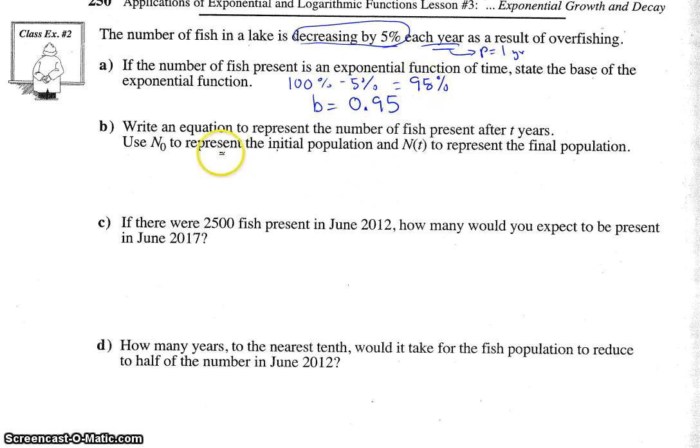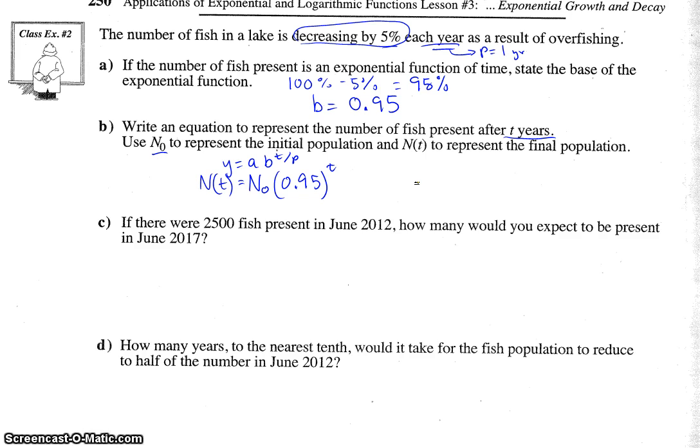Okay, so if we write that as an equation, we want t number of years. We're going to use n naught instead of a. So normally we would use this formula from our formula sheet. They want n naught, subscript 0, to represent the initial population. So that's like our a value. N of t to represent our final population. Our b, as we've discovered in part A, is 0.95. And our p value is 1, so we don't need to write t over 1. And there we go. There's our equation.